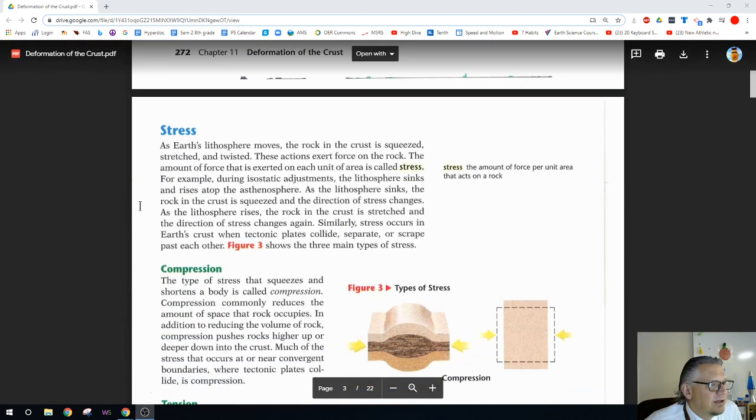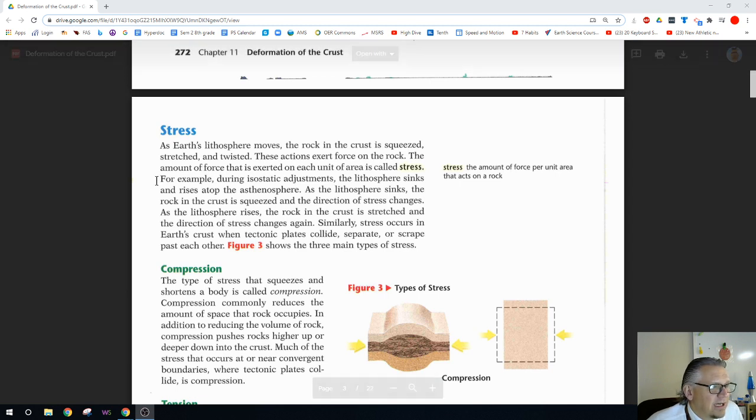Stress. As the Earth's lithosphere moves, the rock in the crust is squeezed, stretched, and twisted. These actions exert force on the rock. The amount of force that is exerted on each unit of area is called stress. For example, during isostatic adjustment, the lithosphere sinks and rises atop the asthenosphere. As the lithosphere sinks, the rock in the crust is squeezed and the direction of stress changes. As the lithosphere rises, the rock in the crust is stretched and the direction of the stress changes again.